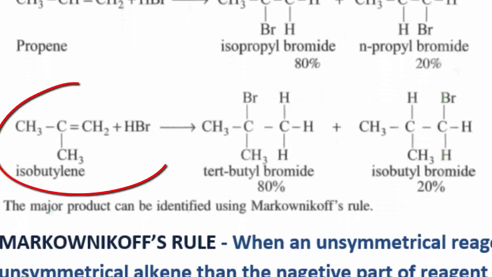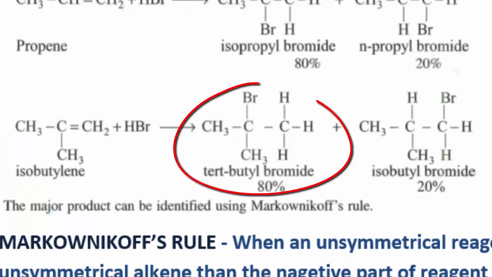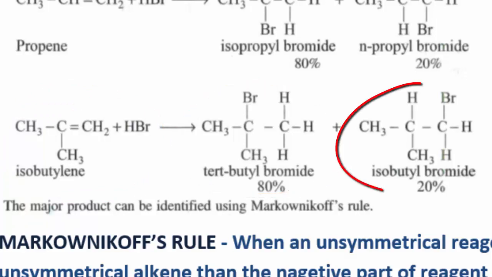So when isobutylene reacts with hydrogen bromide, we'll get two products. One is tertiary butyl bromide and the second one is isobutyl bromide. Again, out of these two products, tertiary butyl bromide will be the major product and isobutyl bromide will be the minor product. Now here one question arises, that is how to decide which product is a major product and which one is a minor one.